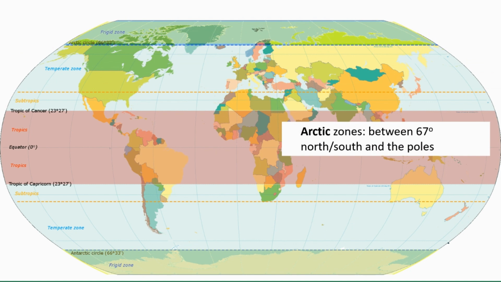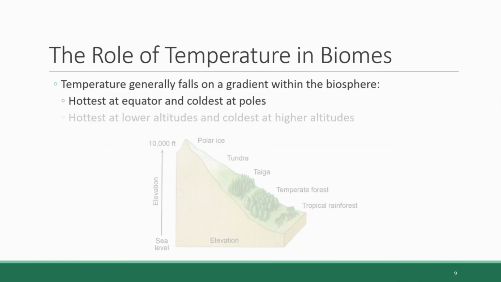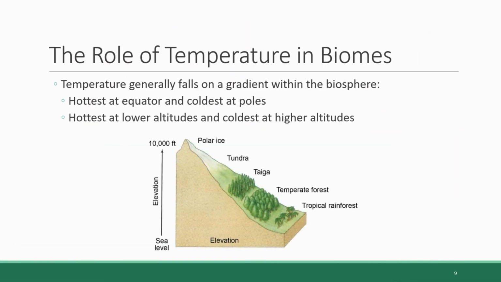But it's also not just about latitude. There are other factors that come into play in temperature as well. One of these is altitude. So not only does temperature fall in a gradient from the equator to the poles, it also falls in a gradient from lower altitudes to higher altitudes. So biomes at lower altitudes, in other words, lower elevations, tend to be warmer, and ones at higher altitudes tend to be colder. And this illustration here shows how different biomes tend to be arranged relative to elevation above sea level, with tropical rainforests occurring closest to sea level, followed by temperate forests, then taiga, then tundra, and then polar ice caps at the highest elevation.